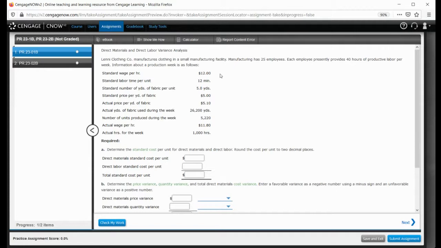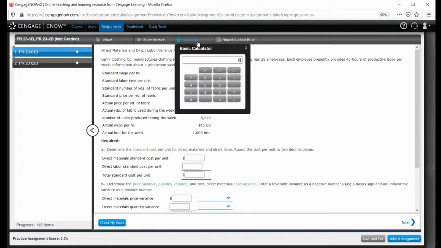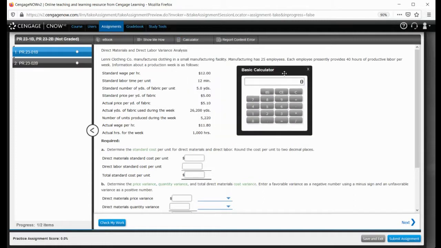If you look in your standard information here, because we're talking about the materials, the standard wage wouldn't make any difference, or the standard labor time per unit wouldn't make any difference. What we're going to be looking at is the standard number of yards of fabric per unit, which was 5 yards, and the standard price per yard. That's what will help us to determine the standard cost per unit. So I'm going to open up my calculator. I'll move it here where it's out of the eyesight of the information that you need.